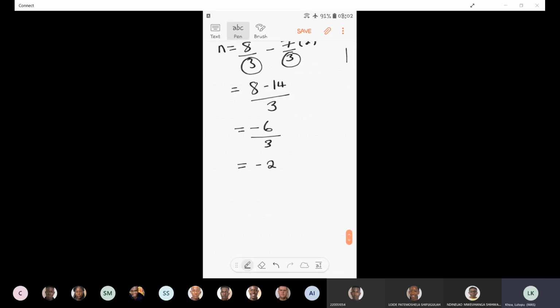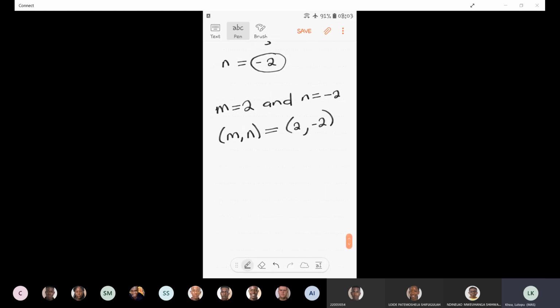So I have my two solutions for m and n. So we can say that m is equal to 2 and n is equal to minus 2. We can write it like this, m and n. This is equal to 2 and negative 2, like that.